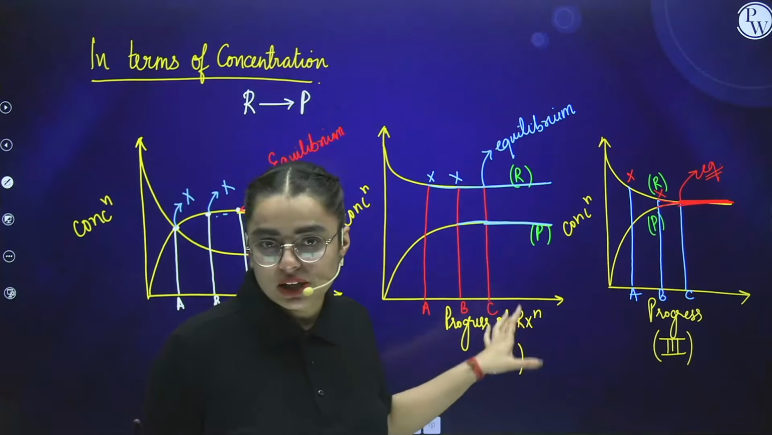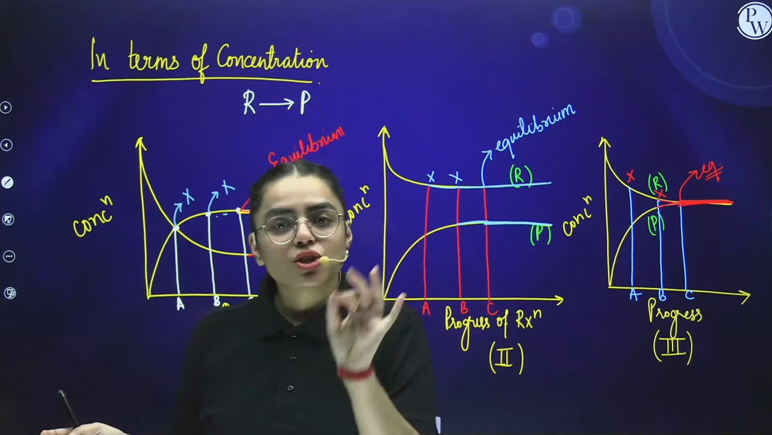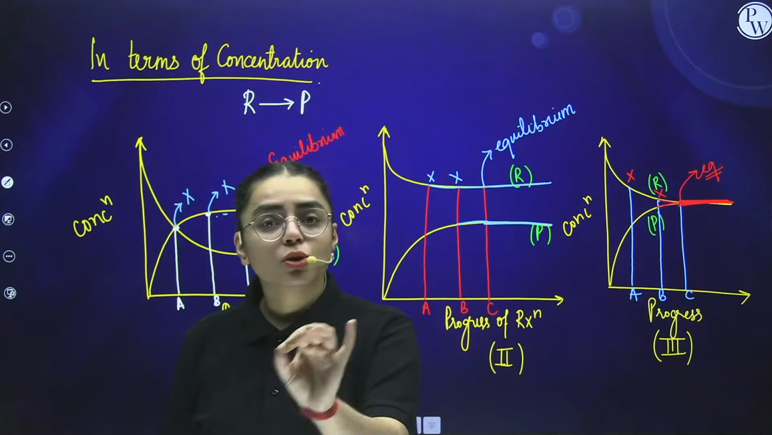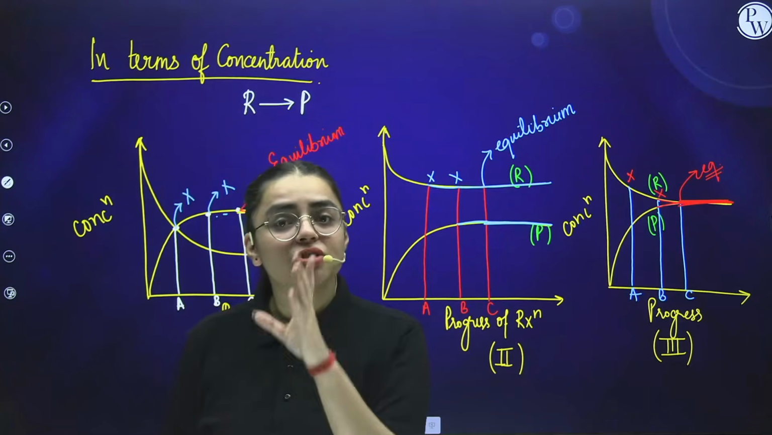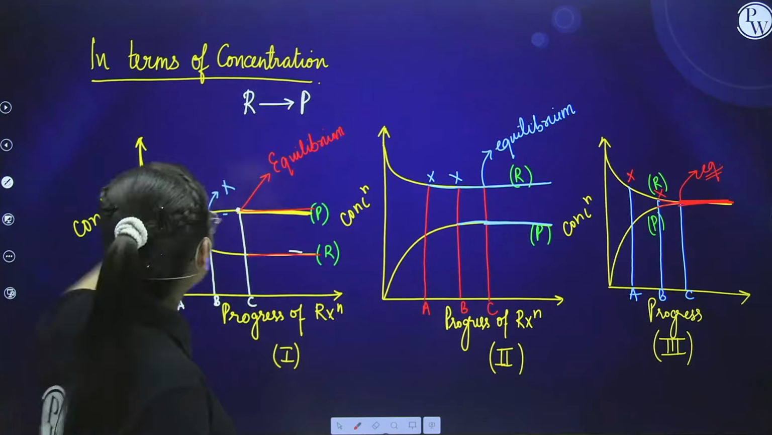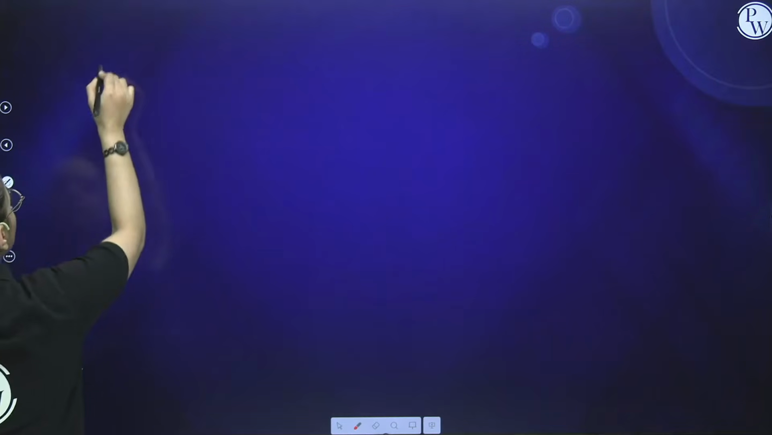When I am talking about concentration, the concentration should be constant at the equilibrium point. Now when I am talking about the rate of reaction, I want the rate of the forward reaction to be equal to the rate of the backward reaction. Now let us see in terms of rate.